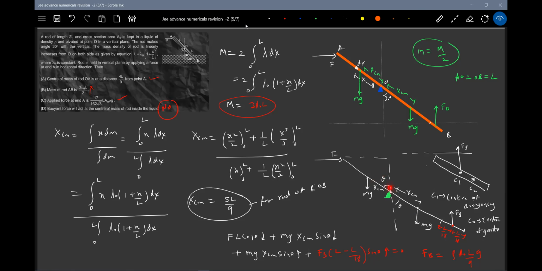Then the torque due to buoyant force, with arm L minus L by 9 sin theta. The center of buoyancy is the midpoint of the immersed volume of the rod. The center of gravity will be away from it. Solving this, we'll get the required options. I'll go for the next one. Again, we have less time.